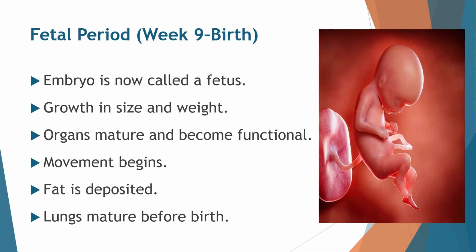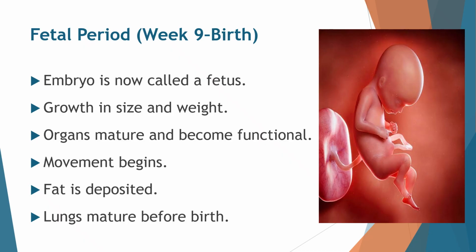Now let's move on to the final stage of prenatal development, which is the fetal period. This period begins from week 9 and continues until birth. Up to the end of week 8, the developing baby is called an embryo. From week 9 onwards, it is called a fetus. Now, what happens during the fetal period? Unlike the embryonic period where the organs are formed, the fetal period is mainly a period of growth and maturation.